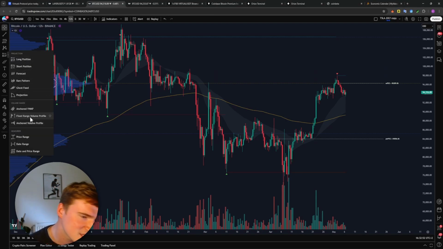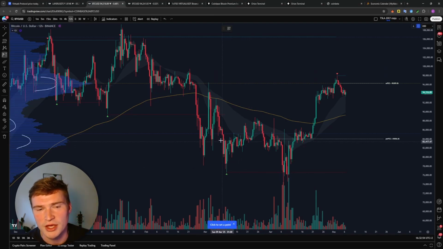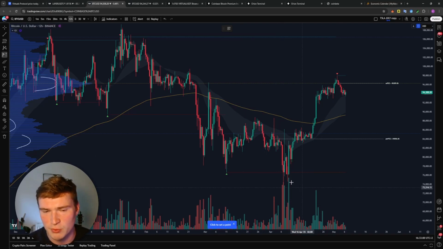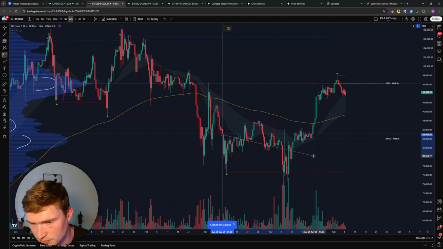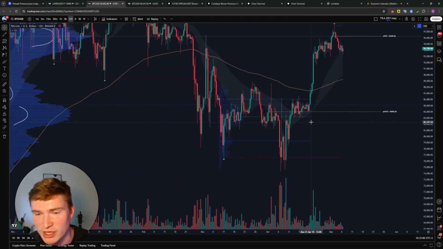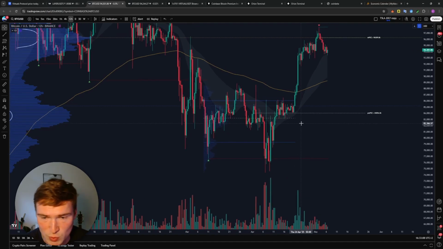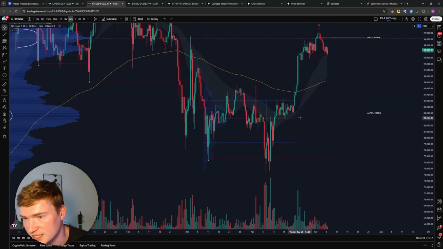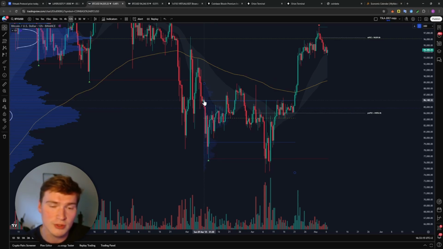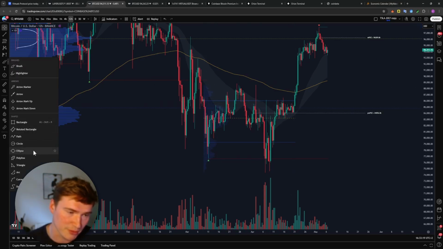If you go to the fixed range volume profile, you can basically do this, right? So if you see a consolidation, a period of time where the price kind of moved sideways, such as right here, you can drag the fixed range volume profile, and it will give you the POC in the middle as well. So in this case, the POC is at 83,260. That's the point of control of the price action between the 9th of March until the 21st of April.